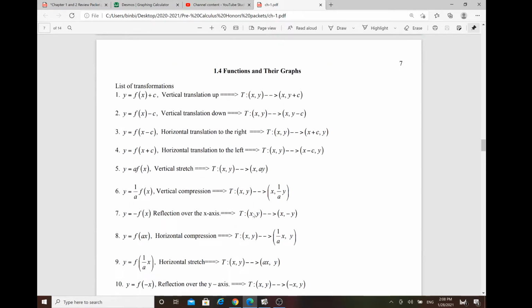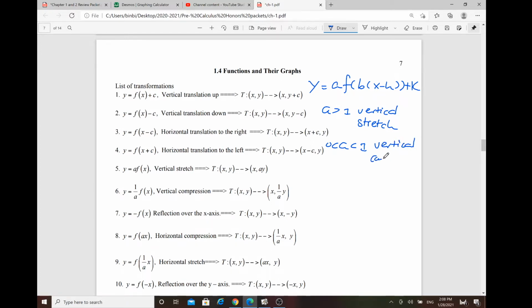In general, we just need to recognize the function with transformation as y equals a times f of b times the quantity of x minus h, plus k. So if a is greater than 1, that means it's considered a vertical stretch. And if a is less than 1, greater than 0, then that means it's a vertical shrink or vertical compression.